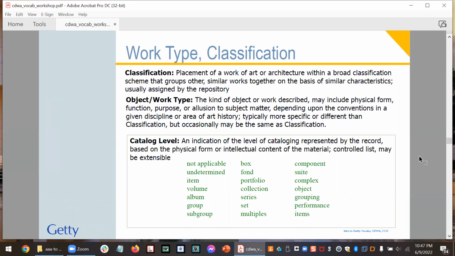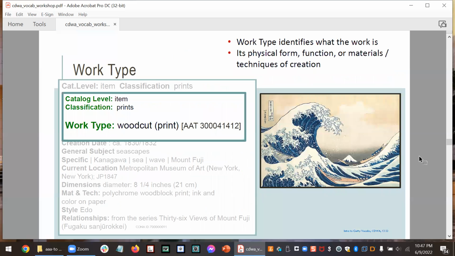Classification is the broad scheme in which the work's placed, and work type is a very specific term to describe it. Also, catalog level is one of those core fields. It's an indication of at what level you're cataloging. Is this an item, or is it a group or a portfolio, etc.? And it is useful to include this. This is something that repositories often omit, and it is one of the core fields and very useful. So we advise it.